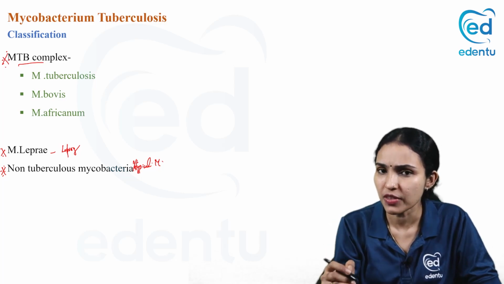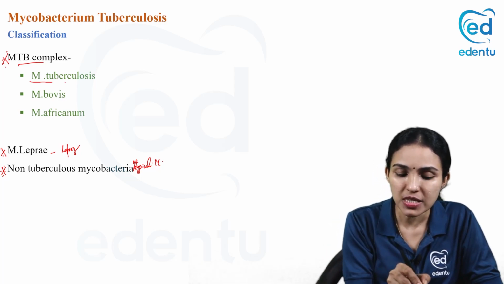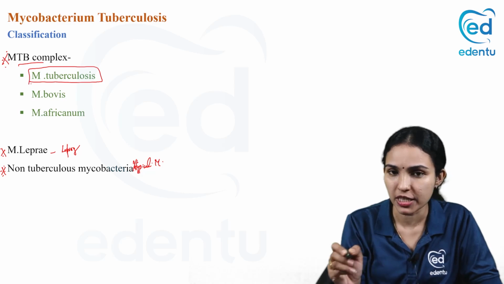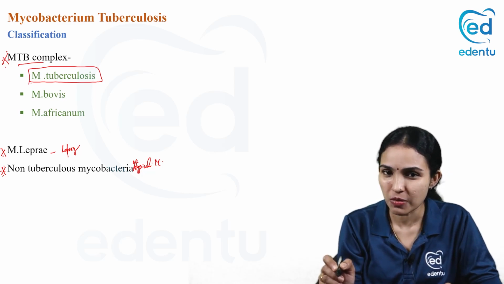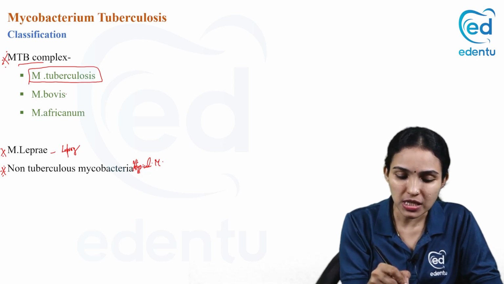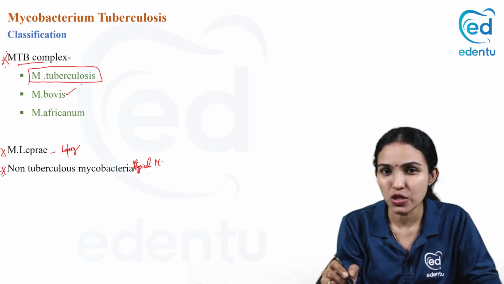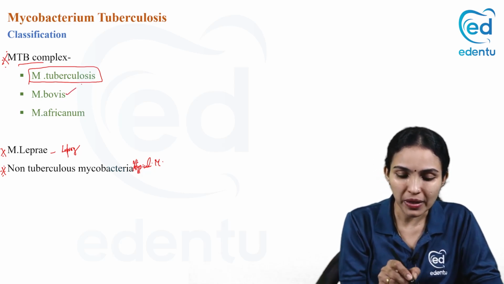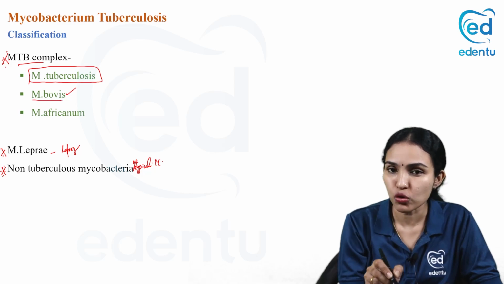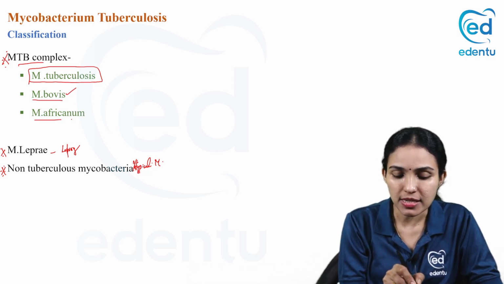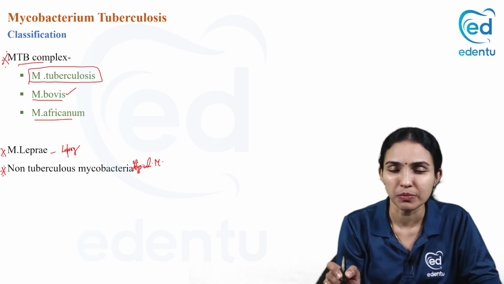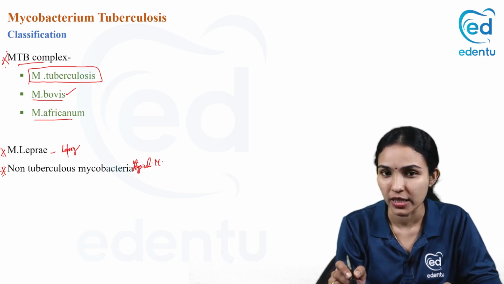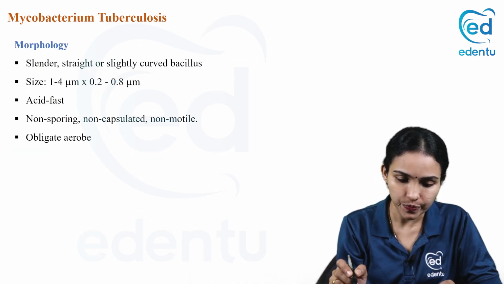So what are the members of the MTB complex? There comes our most important member, Mycobacterium tuberculosis. In addition to that, there is a mycobacterium which resembles tuberculosis but is present in animals. It's a zoonotic infection, mainly in cattle: Mycobacterium bovis. And there is another one called Mycobacterium africanum, caprae. All those are the members of the MTB complex. So don't forget Mycobacterium tuberculosis and Mycobacterium bovis.